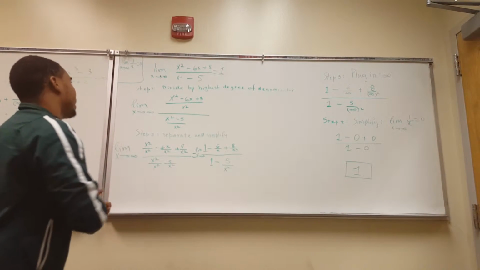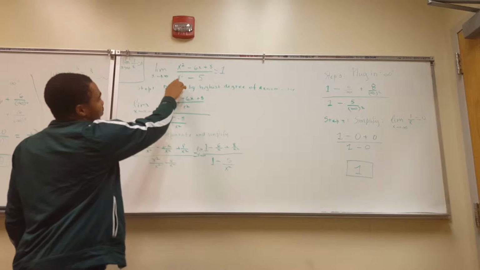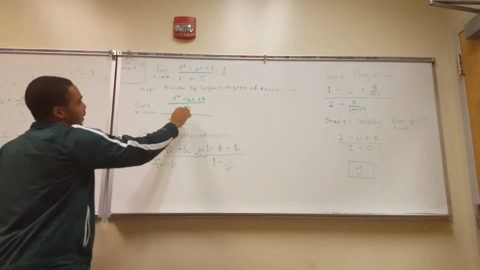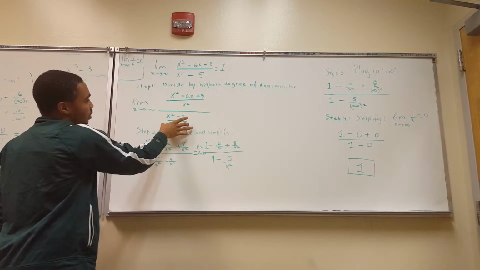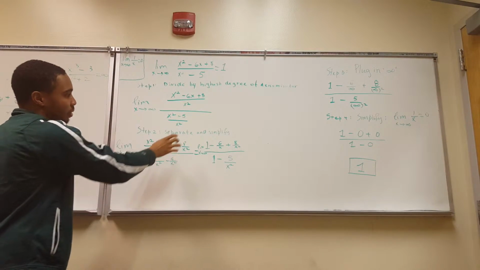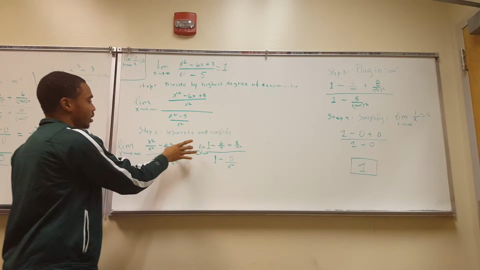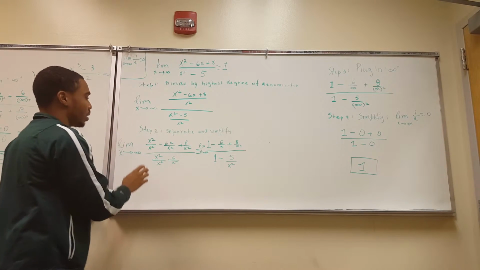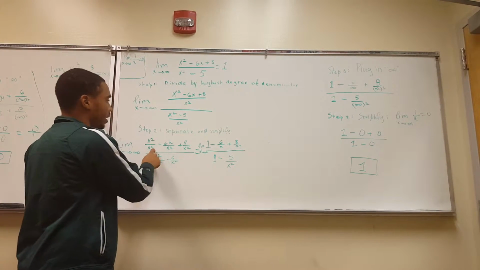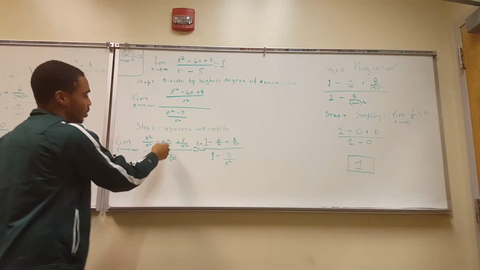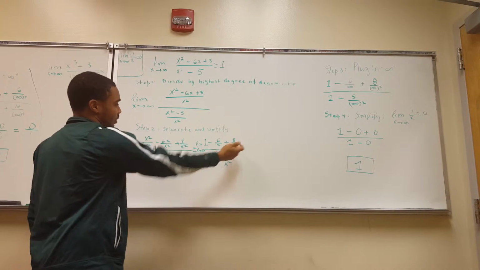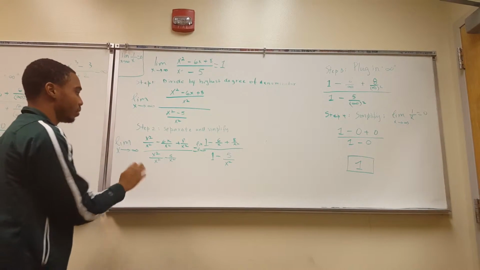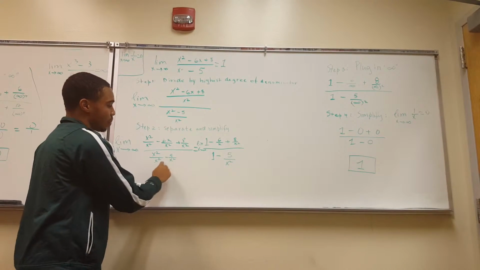How do we go about proving this? Step 1, divide by the numerator's highest degree. That will be x squared. So divide the numerator by x squared and the denominator by x squared. And then the next step will be to separate and simplify. We separate all the fractions, where we end up with x squared over x squared, which is 1, minus 6x over x squared, which is 6 over x, and 8 over x squared. And then on the denominator, we have x squared over x squared, which is 1, minus 5 over x squared.